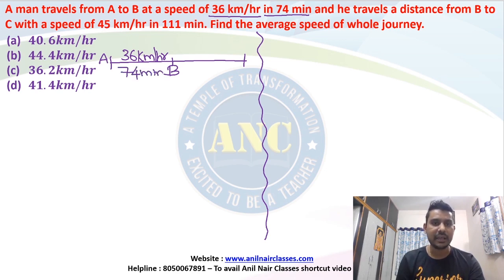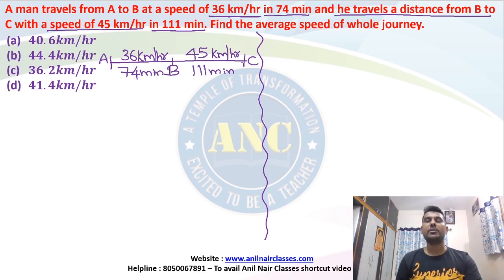Time taken is given as 74 minutes and he travels a distance from B to C with a speed of 45 kilometers per hour in 111 minutes. From B to C, this is C, and he is traveling at a speed of 45 kilometers per hour. Time taken is 111 minutes. Calculate the average speed of the whole journey is the question.